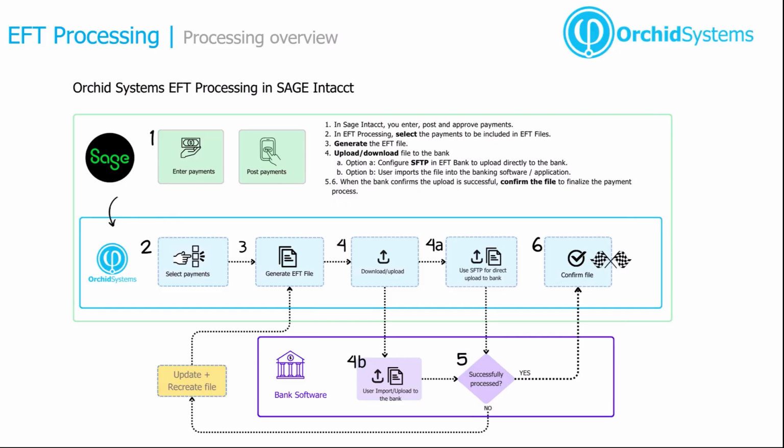Using ORCID's EFT Processing for Sage Intacct, you are able to select payments, whether those are AP payments or AR payments or employee reimbursements. You are able to select the payments and generate an EFT file. Previously, you could just download that file and then manually upload it to the bank. But now we are able to upload the file directly to the SFTP for the bank if the EFT bank has been configured accordingly.